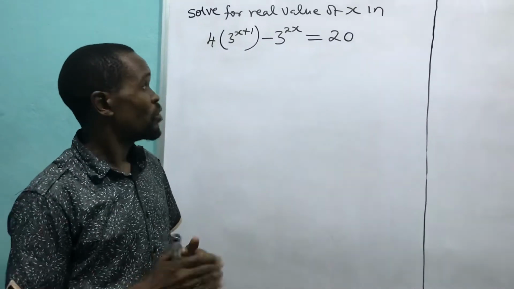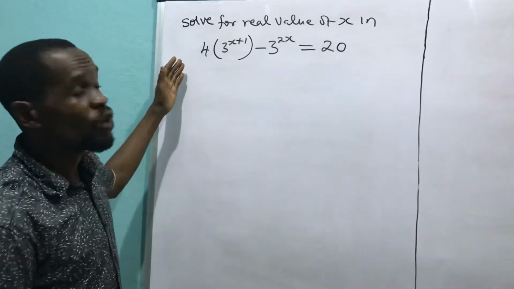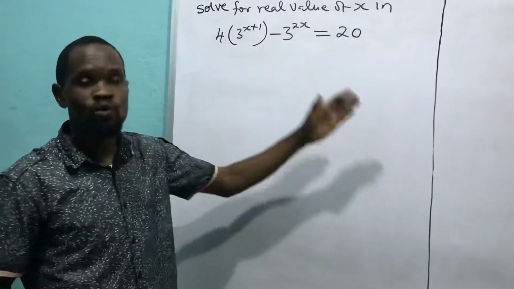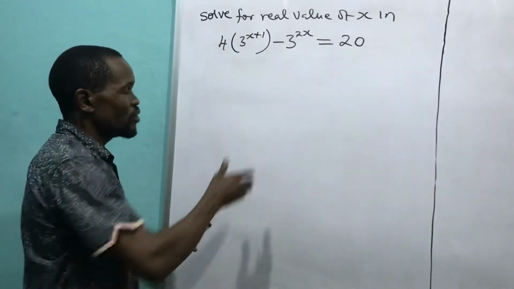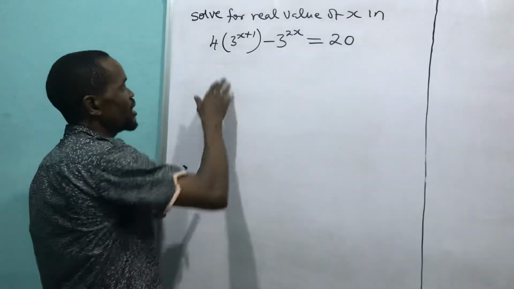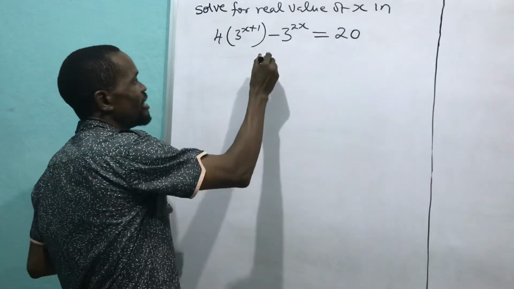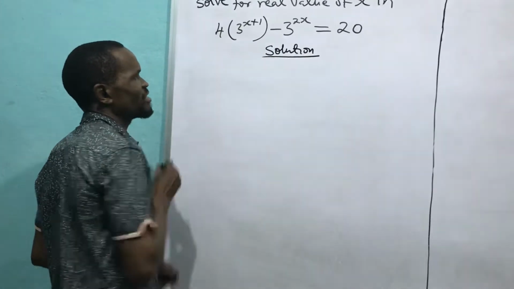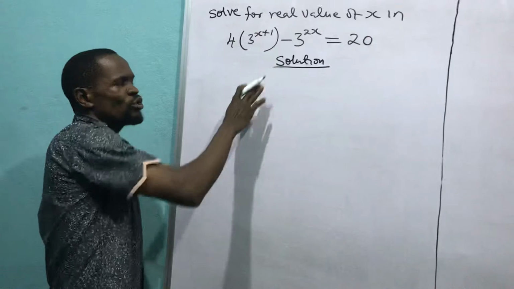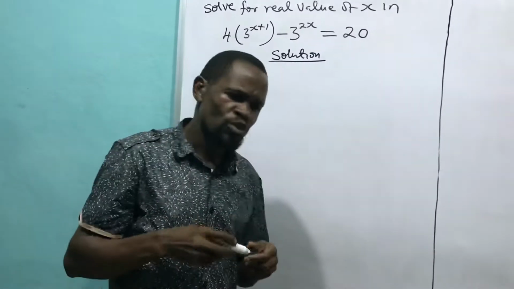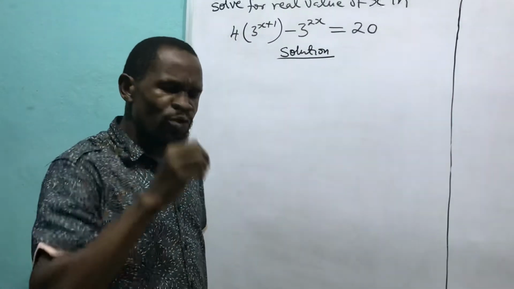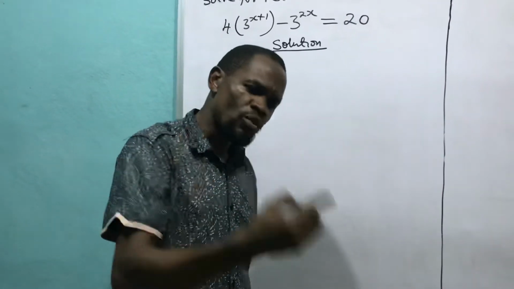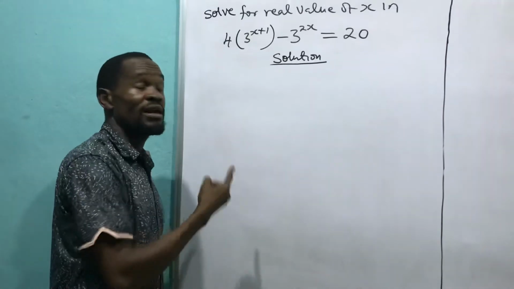What I have for you today is what we call exponential equation. Let's look at the equation. It says simplify this, or solve for the real value of x. This equation will lead us to a quadratic equation. We'll call it an exponential equation that leads to what? A quadratic equation. This is what we are looking at now.